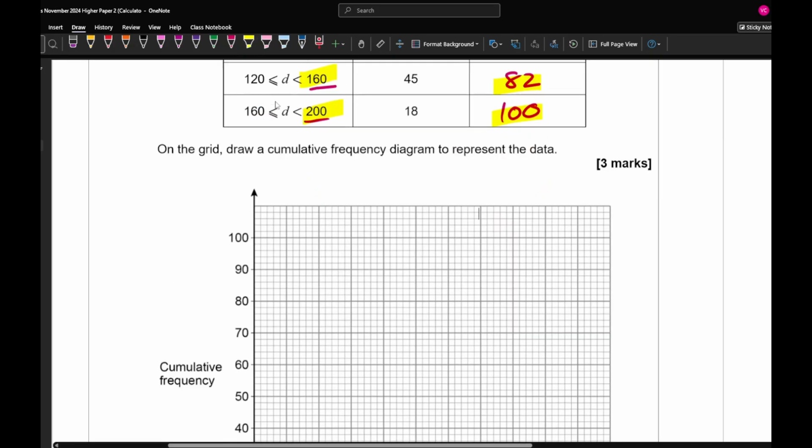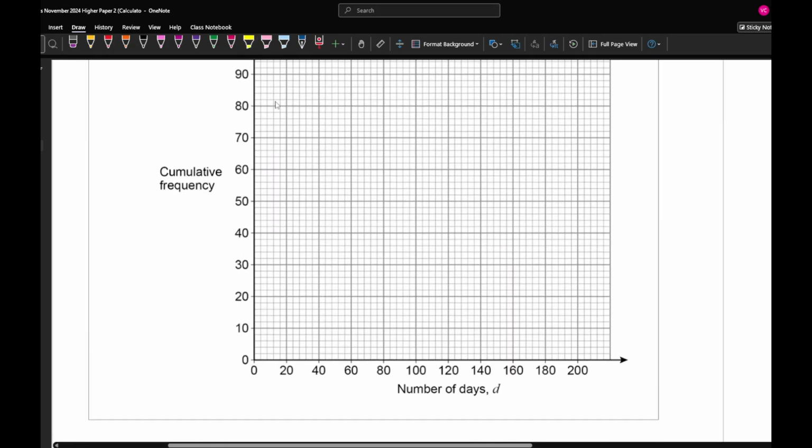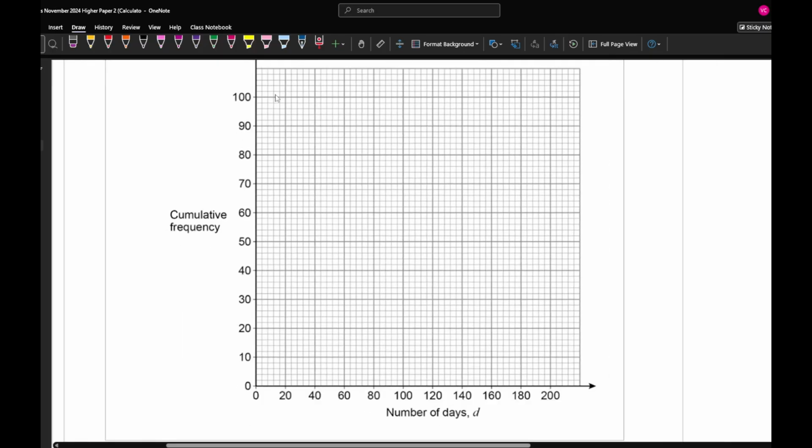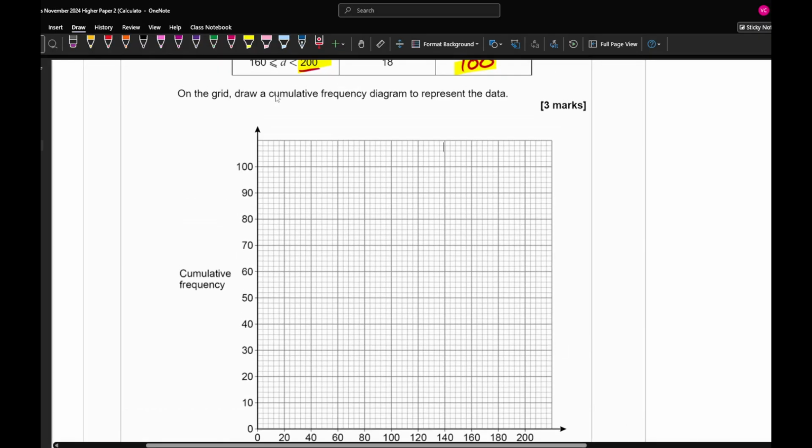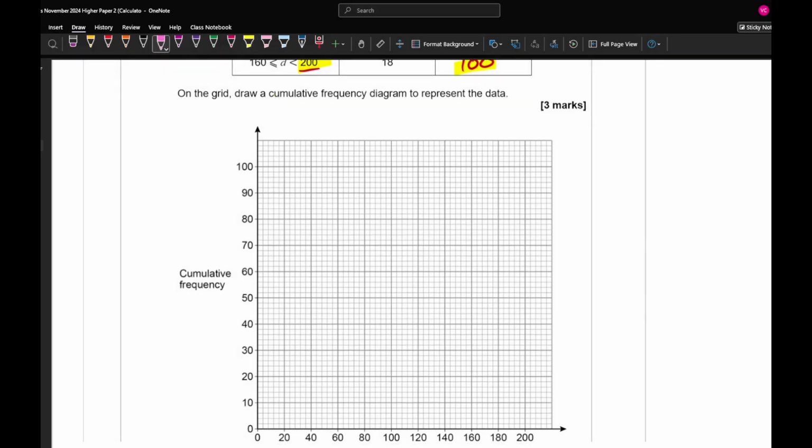So starting at 0, and let's just zoom out from this here. Looking at my first one, I'm starting at 0. The upper bound of the first group is 40, and that was 2, so that's going to be after the first little block. Then the next group, upper bound is 80, and that has 11, so that's going to be round about there.